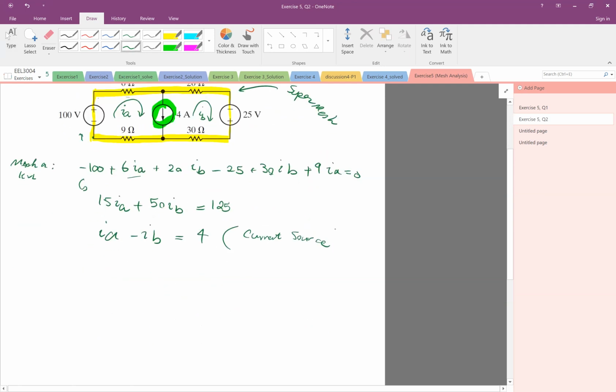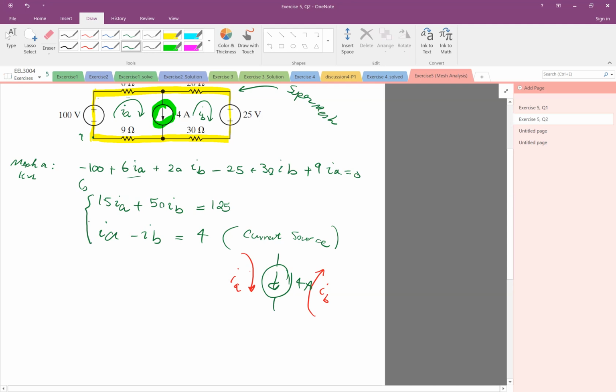So again, you have 4 amps going down, and this is IA, same direction, but IB is going the other side. So it becomes IA minus IB equal to 4. Very good. So we have two equations.